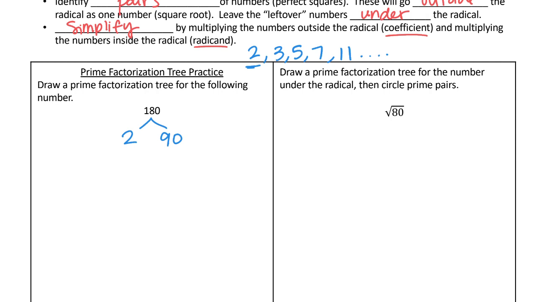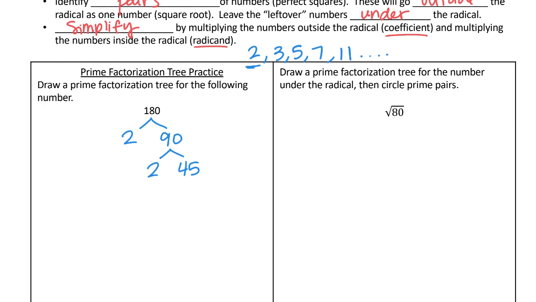And then we're going to keep dividing by 2 until we can't. So 90 is also even, so we can divide 90 by 2. And I always put the prime number on the left. 90 divided by 2 is 45. Okay. And we keep going.